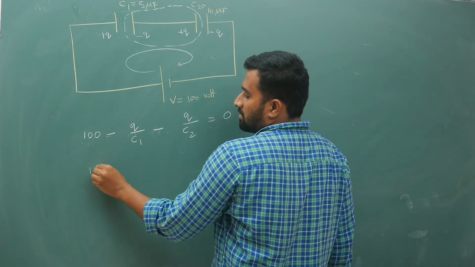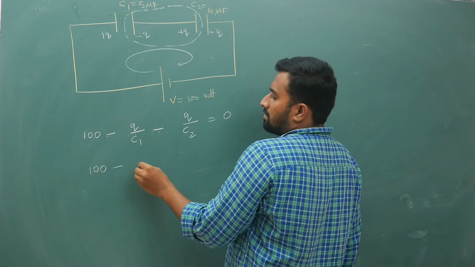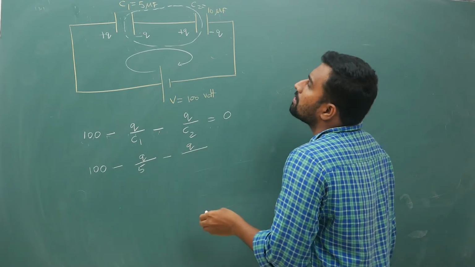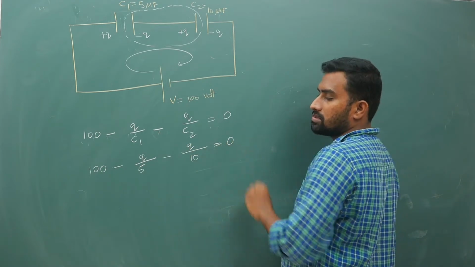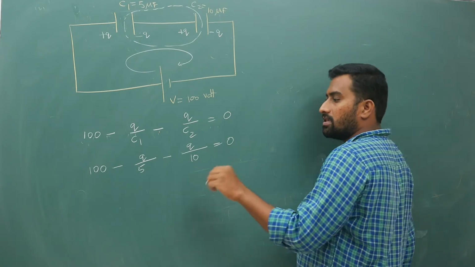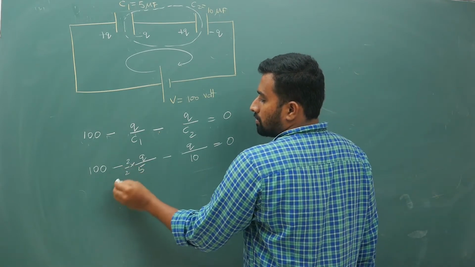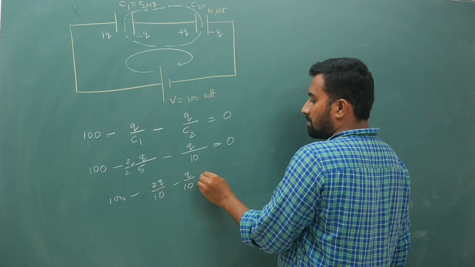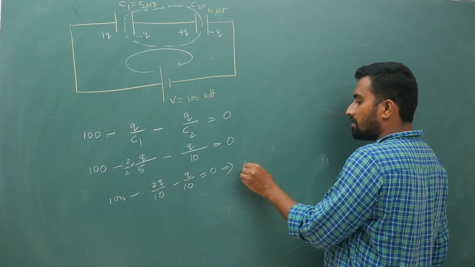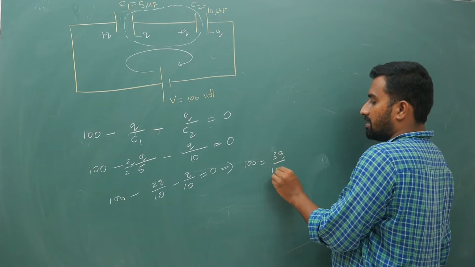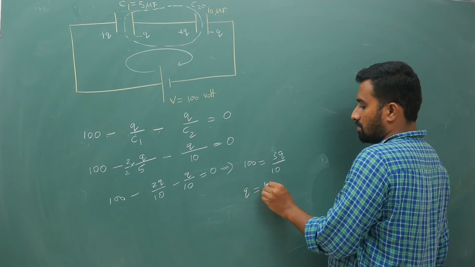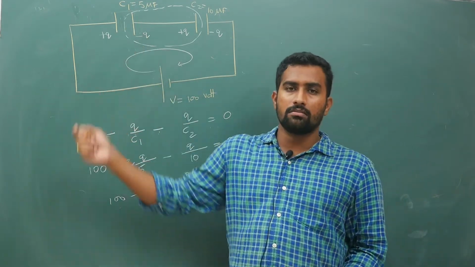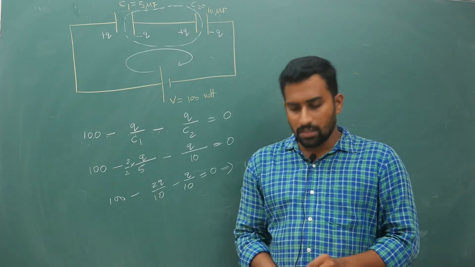So that will give you 100 minus Q by 5 minus Q by 10 is equal to 0. Multiply by 2 by 2, that will give you 100 minus 2Q by 10 minus Q by 10 is equal to 0. So 100 is equal to 3Q by 10. So Q is 1000 by 3 microcoulomb, because your capacitance is given in microfarad. Right? So this is your first question.